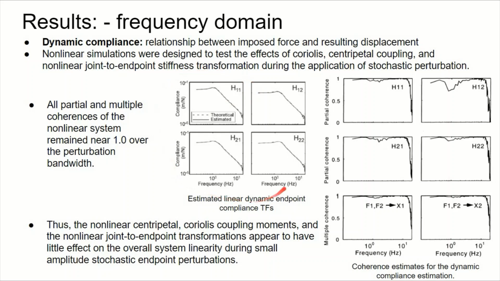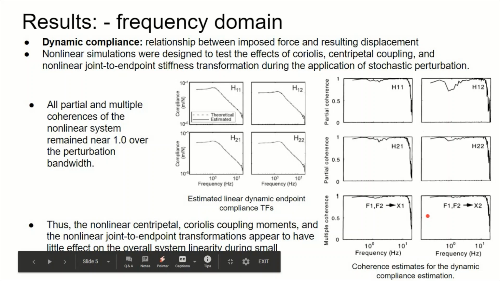So these are the results of the frequency domain analysis. Dynamic compliance means the relation between the impulse imposed force and the resulting displacement. If we consider this graph, there is a theoretical value and there is an estimated value they have calculated using this frequency domain analysis. As you can see, in each case, in the H11 transfer function, H12, and each transfer function, they almost coincide with their estimated values. And similarly, you can see here that their particular coherence also exactly matches the estimated ones.